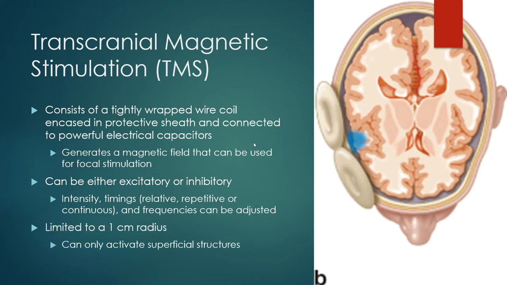The limitations here are that it has about a 1 centimeter radius of cortex that it can actually target. So it's a really, really small region that you're targeting. It's also only targeting things that are superficial, so things on the outside, cortical areas. It's probably a good thing that it's not turning off deep brain structures, because those are what are pumping your heart and things like that. So I definitely wouldn't do one if that was the case.